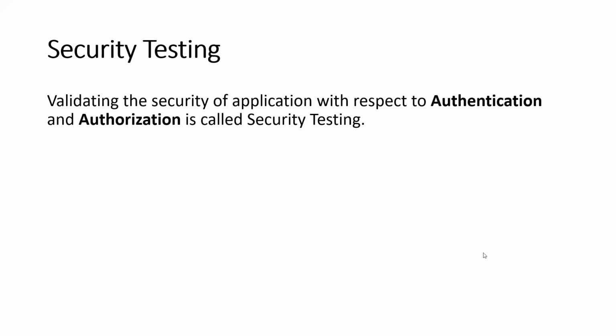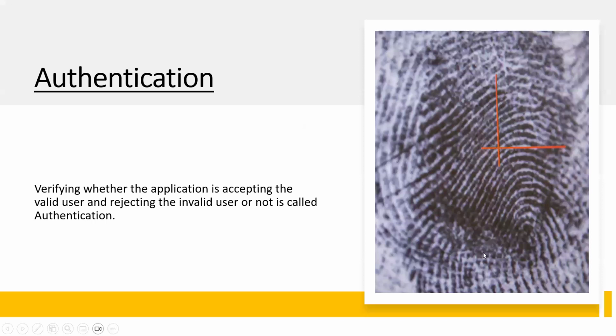So first, let's see what exactly authentication is. Authentication is nothing, guys, but verifying whether the application is accepting a valid user and rejecting an invalid user. It's called authentication. So it's nothing but the verification of the user: accepting a valid user or rejecting an invalid user is known as authentication.